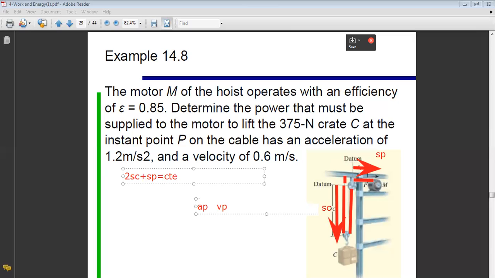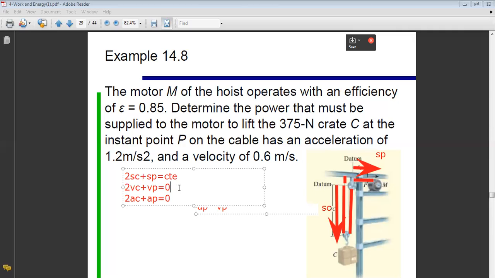So now if you derive, you get that 2VC plus VP equals 0. And if you derive again, 2AC plus AP equals 0. Okay? So now, from here, you related velocity of C to velocity of P and acceleration of C to acceleration of P. And since they gave you AP, then you can deduce AC from this, okay?